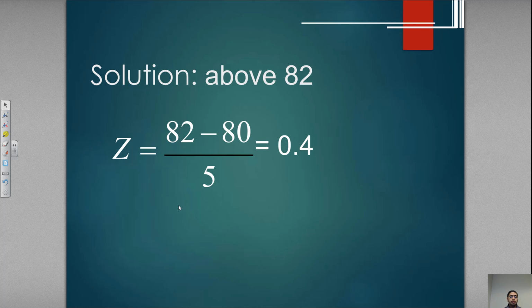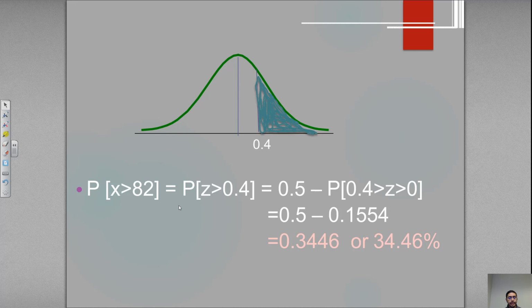Now the solution for above 82. Again, we calculate the z-score the same way: 82 minus 80 divided by 5, that's 0.4. Then we want to calculate the probability of z greater than 0.4. We do 0.5 minus the probability of z lying between 0 and 0.4, and then we get 0.3446, or 34.46%. That's how we calculate the proportion of students who got a score above 82.